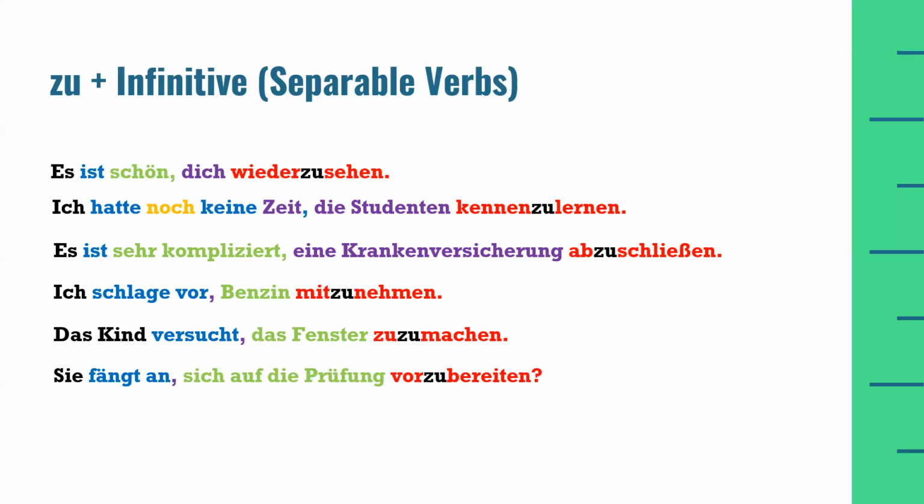Sie fängt an, sich auf die Prüfung vorzubereiten. She starts or begins to prepare herself for the exam. Now, sich auf die Prüfung vorzubereiten. Vorbereiten is a separable verb, so we have to put this zu between the first part of the separable verb, which is vor, and the second part, which is bereiten. So zu vorbereiten will be wrong. We have to put zu in between the first and second part of the separable verb. So it will be vorzubereiten.